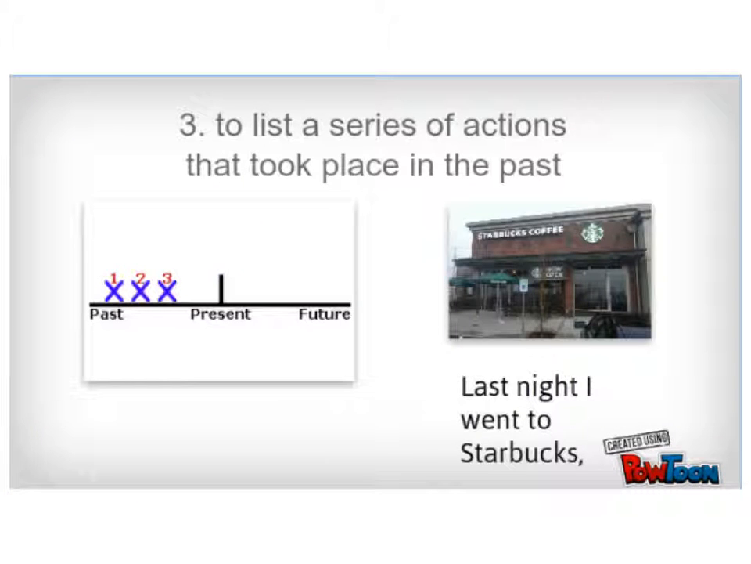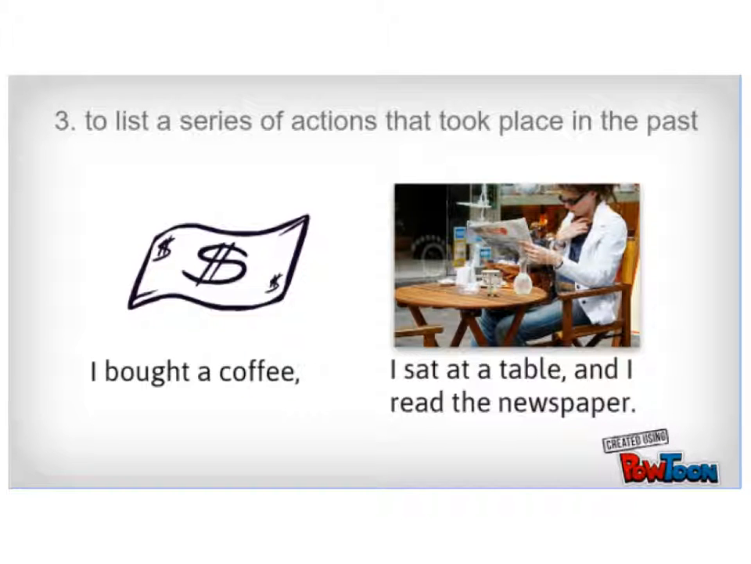Thirdly, the past tense is used when listing a series of actions that took place in the past. You will see that we listed 4 actions. Last night, I went to Starbucks. I bought a coffee. I sat at a table, and I read the newspaper. The simple past is used for storytelling of events that took place in the past.